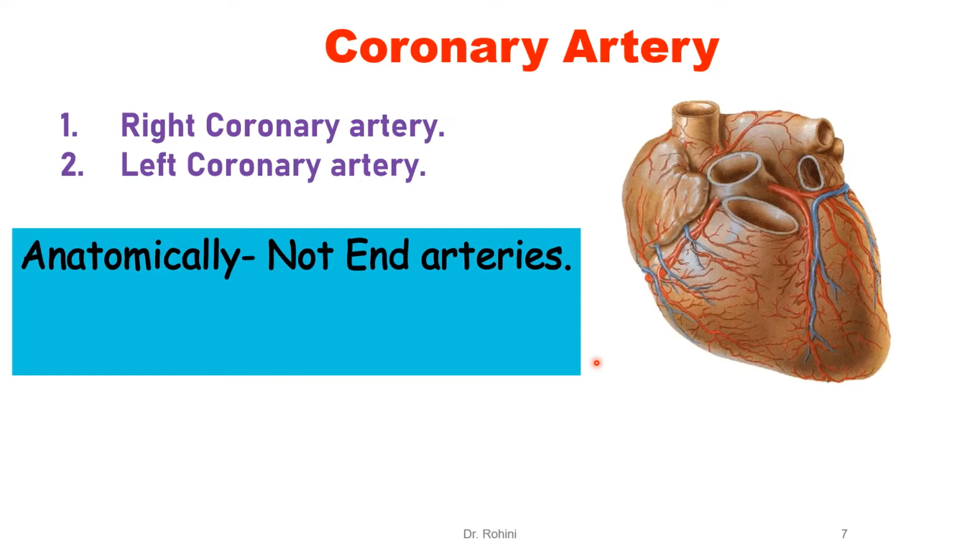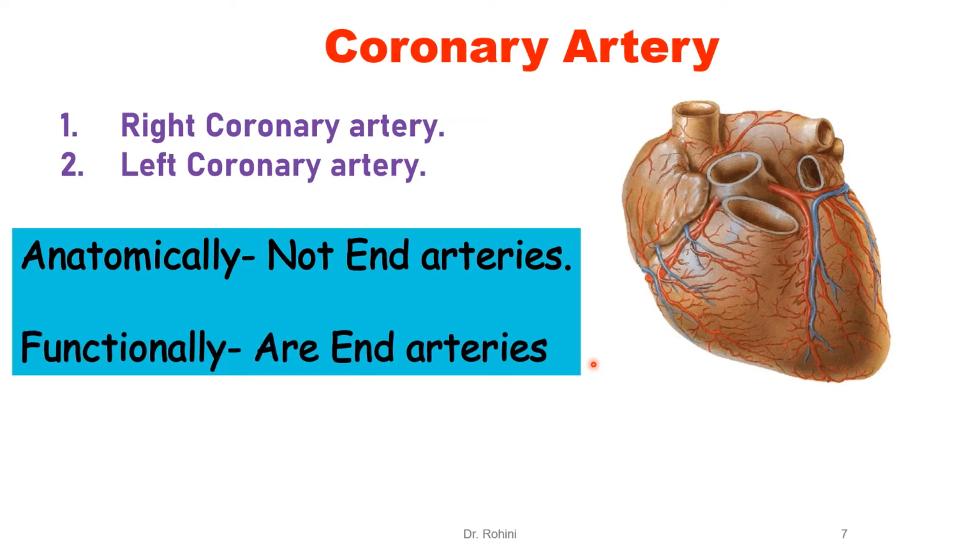Anatomically, these arteries are not end arteries. They are not considered end arteries because they anastomose with each other by their trunks, branches and sub-branches, mostly at the pre-capillary level. But functionally, these are end arteries. Why? Because most of the anastomoses remain impervious. That means the anastomosis does not allow the blood to pass.